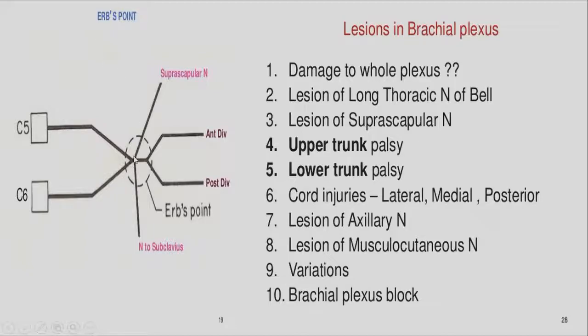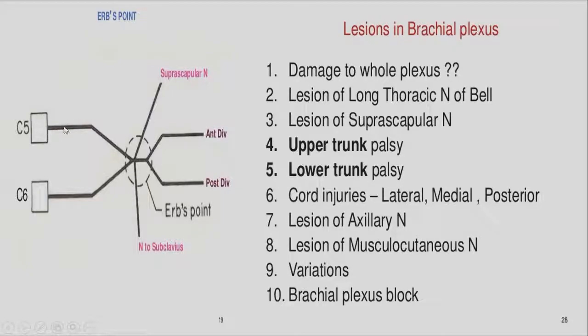So if you look at the Erb's point, it's a point where 6 nerves come together. So you have C5 root, C6 root. These two roots form the upper trunk. And from the upper trunk, I said you have two nerves coming from it: suprascapular nerve and the nerve to the subclavius. Then the upper trunk is going to divide into the anterior and posterior division. So basically you have 6 nerves that come together at this point.